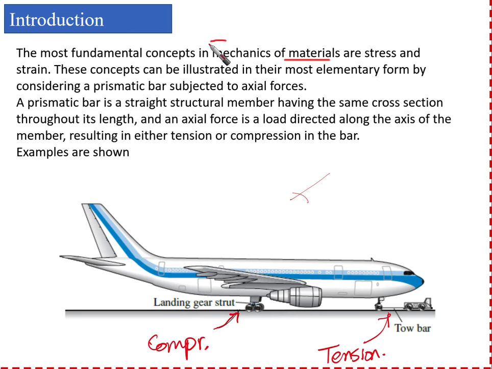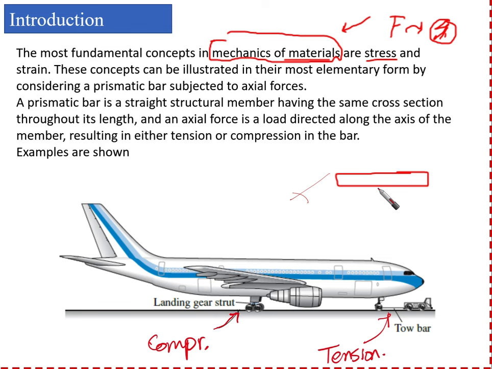Whenever we are talking about mechanics of materials, you're going to find that we are dealing with something related to forces, and these forces are being applied on cross-sectional areas. The force applied on a cross-sectional area is going to create something called stresses, and under these stresses the element is going to change in its shape, for example a bar under tension.